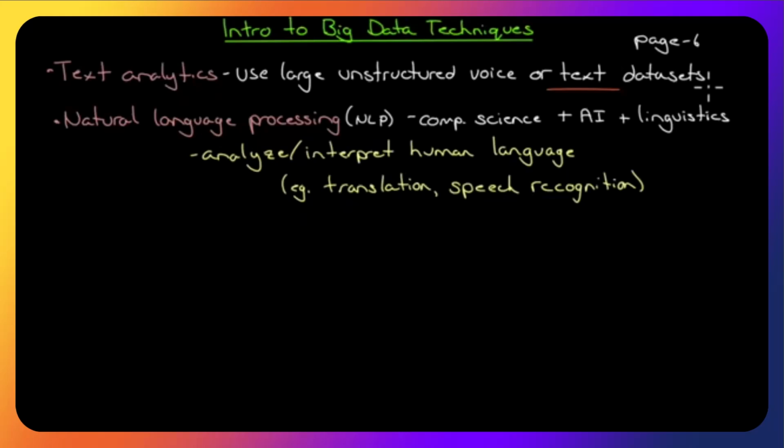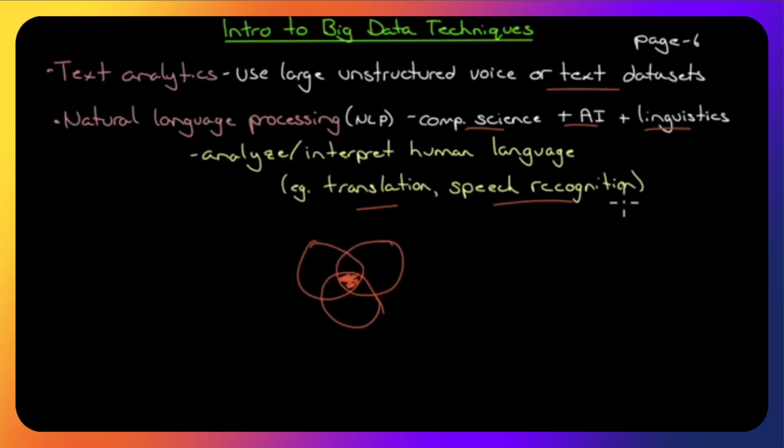Natural language processing. Here you're going to take computer science, you're going to overlap it with artificial intelligence, and you're going to get a linguist in there, and there you go. There is natural language processing. Computer science plus AI plus linguistics, analyze and interpret human language. For translation, from one language to another language, not as easy as you think it would be, and speech recognition, so that rather than type out my emails, I can simply speak into a microphone and it would type it out for me. You can do this with videos.